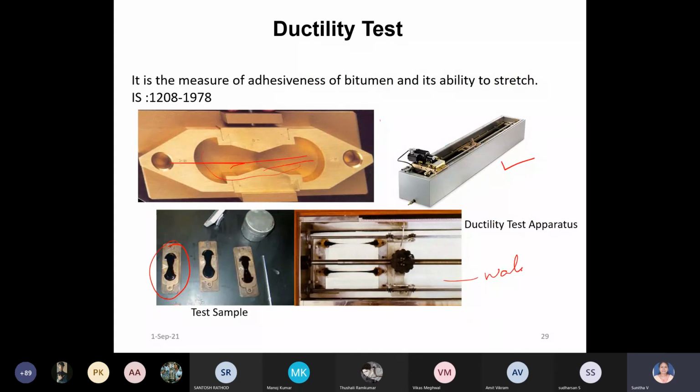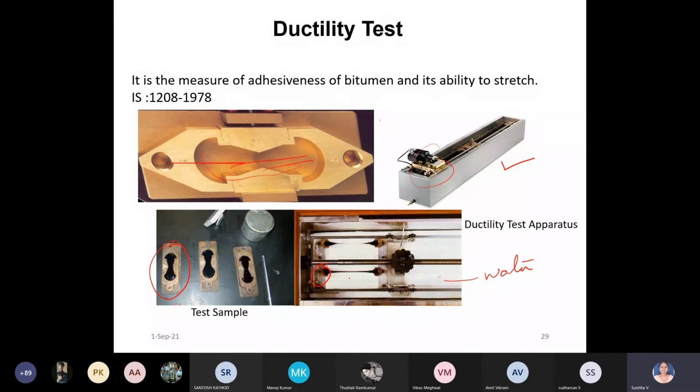This water is there. Then one end is fixed here, and the other end should be moved apart at a standard rate, and you can increase the temperature of the water also. There are provisions where you can increase the temperature of the water. Then it should be pulled apart.